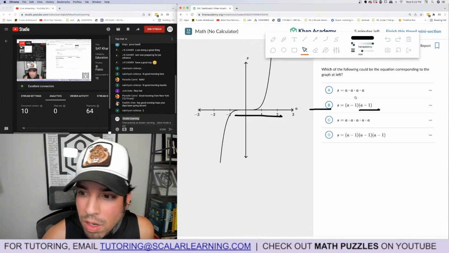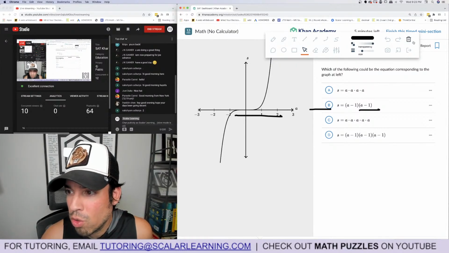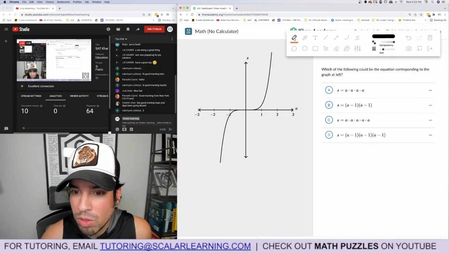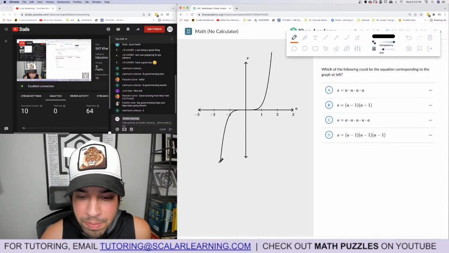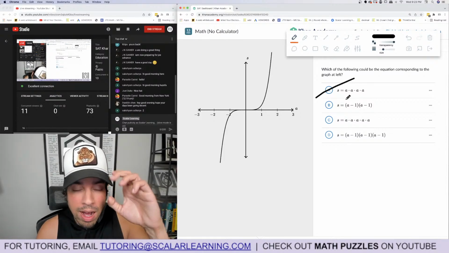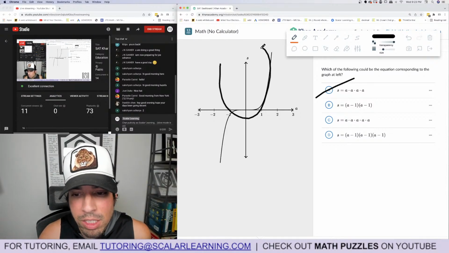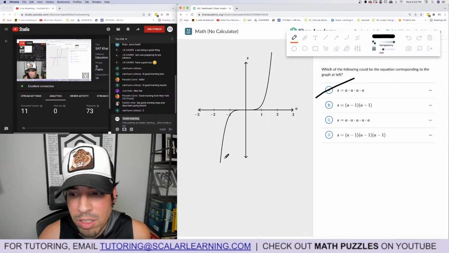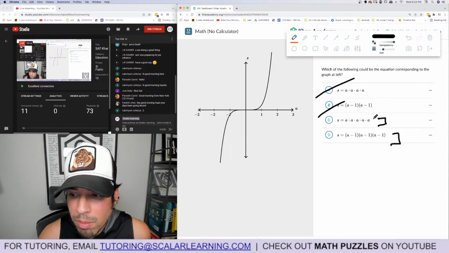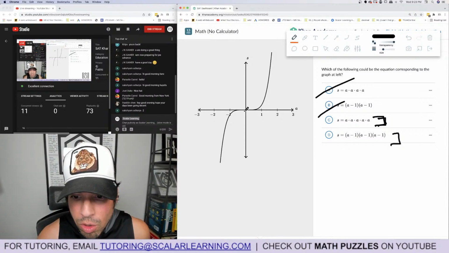That was weird. Okay, this one. Which of the following could be the equation corresponding to the graph at the left? So it's x cubed. No, it's not this. It's got to be an odd exponent, because even exponents are like this, odd x, and that's also even. That's a parabola. Here's an odd one, and here's an odd one. But it's going to be this one, and I'll tell you why. You can see it goes through the origin.